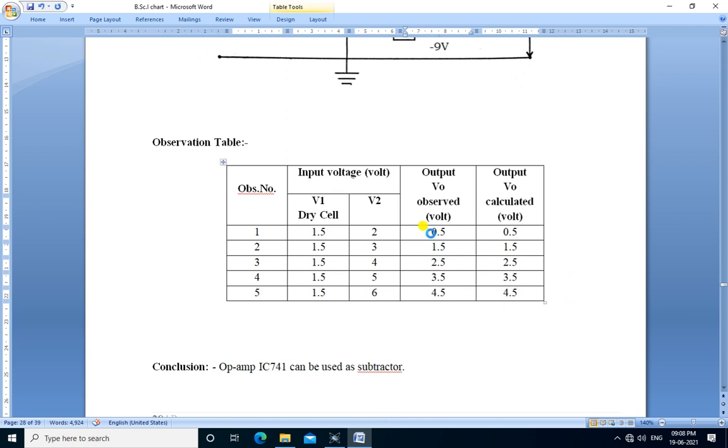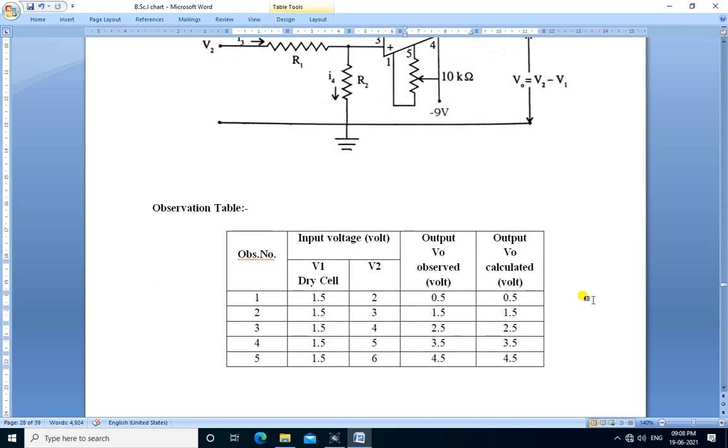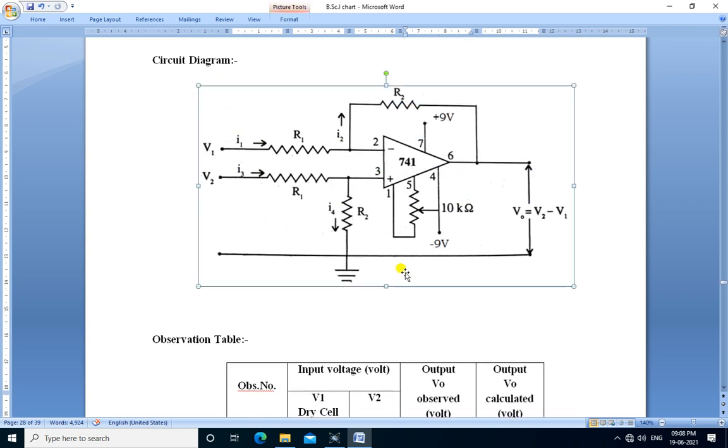So the observed output is exactly the same as the calculated output. So we conclude that the circuit of op-amp subtractor can be used for subtraction of two input voltages.